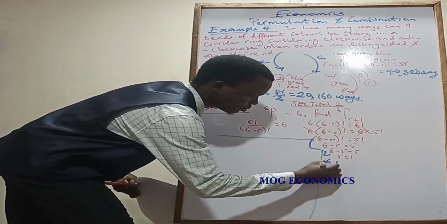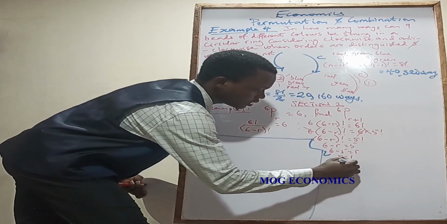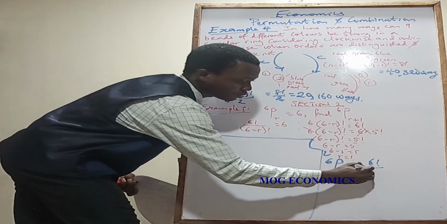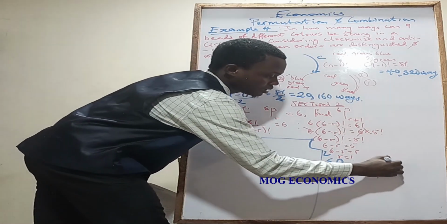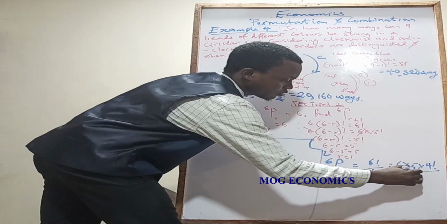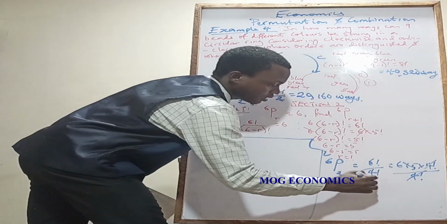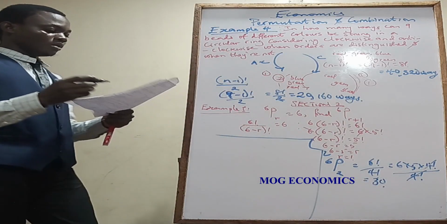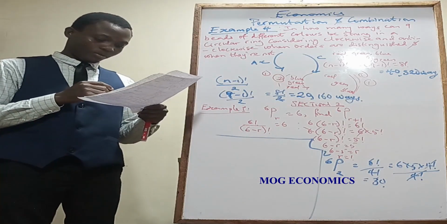So 6 permutation 2 is just going to be 6 factorial divided by 4 factorial, right? 6 minus 2 is 4 factorial. 6 times 5 times 4 factorial divided by 4 factorial. This cancels, and then we have 30. Alright, so 6 permutation 2 is going to give us 30.